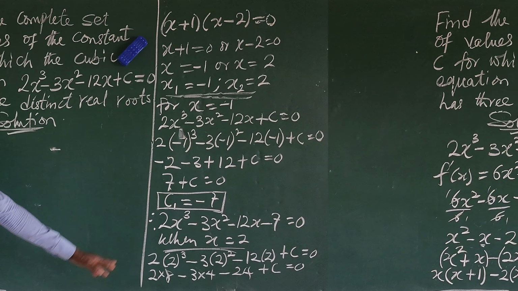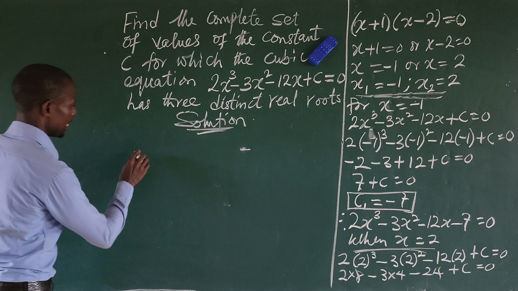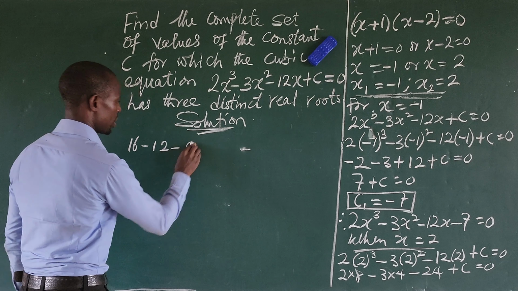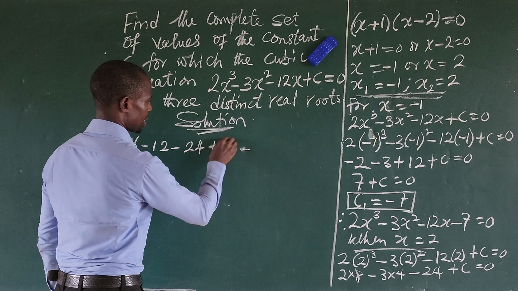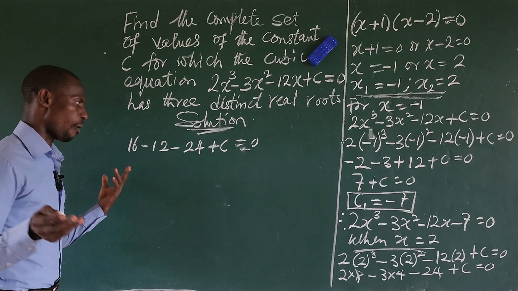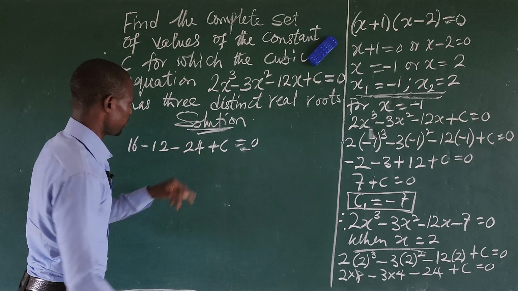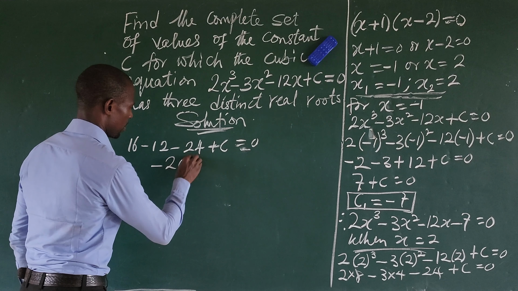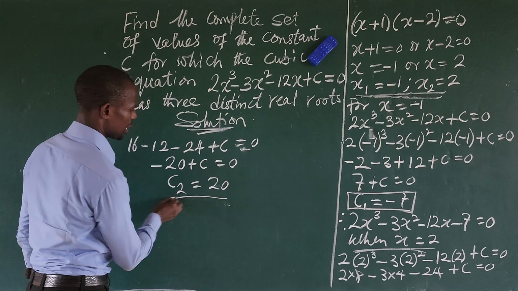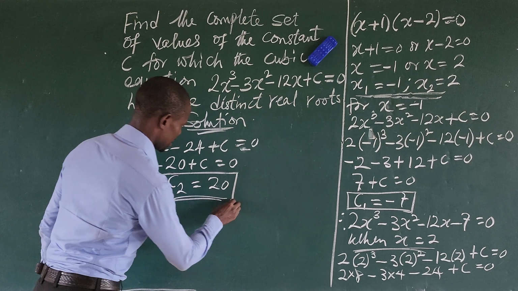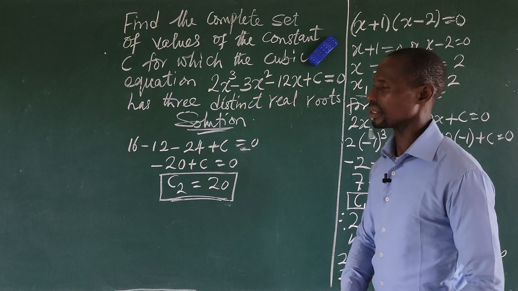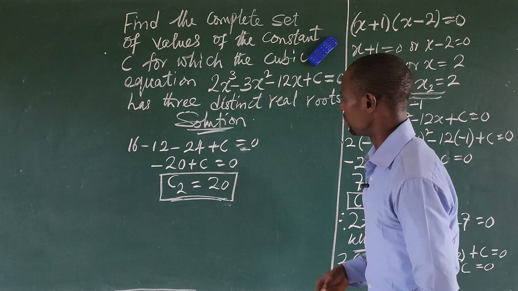So let's continue on this side. If we multiply this, it is going to give us 2 times 8, which is 16, then minus our 12, then minus 24, then plus our c equal to 0. So 16 minus 12 will give us 4. Then 4 minus 24 will give us minus 20 plus c equal to 0. So our c2 will give us positive 20. Right, so this is the second value of our c that will give this equation 3 distinct real solutions.